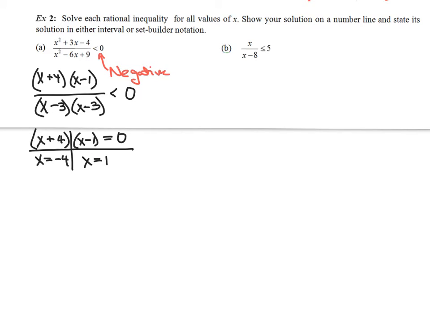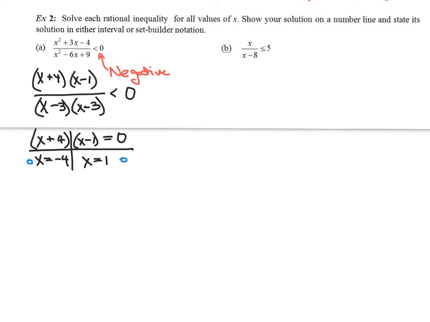Now, when I'm looking at the numerator, I need to look at the original inequality and say, if this has an equals, then I know that these two would be part of the original solution. In this example, I don't have an equals, I just have a less than, so I know that these two are not part of my solution. So on my number line, I'm going to be putting an open circle at each of those spots.